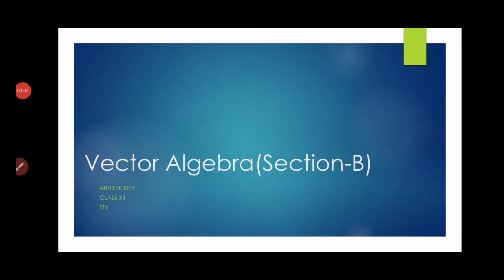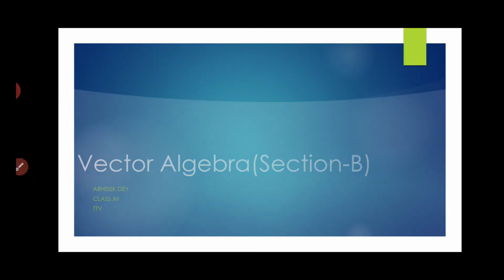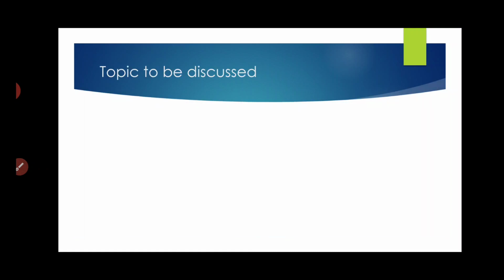We begin with the chapter Vector Algebra, which is one of the chapters from your optional part section B. And today we are discussing pretty much the whole chapter because it is easy and it will be concise for us to complete the chapter in one class.